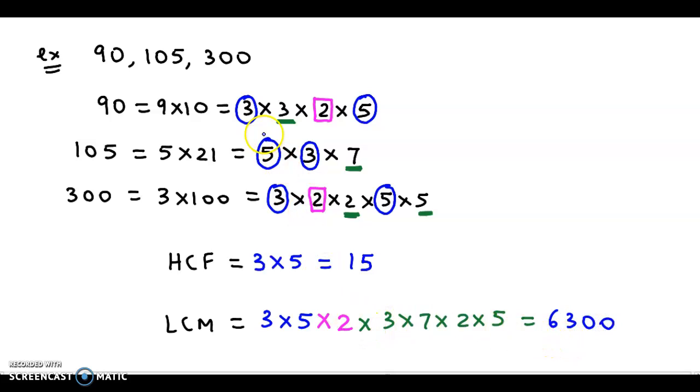So please remember, 3 is common in all three, so that's 3 over here. 5 is common in all three, so that's 5 over here. Once we're done with common in all three, we go for common in two of them. So we have a 2 in this box over here, and we have a 2 over here as well. So 2 is common in two of them, so we write a 2 over here. And no other factor is common in two of them, so we are left with only the uncommon factors, that is 3, 7, 2 and 5. We take the product of all of these and we get the answer as 6,300.